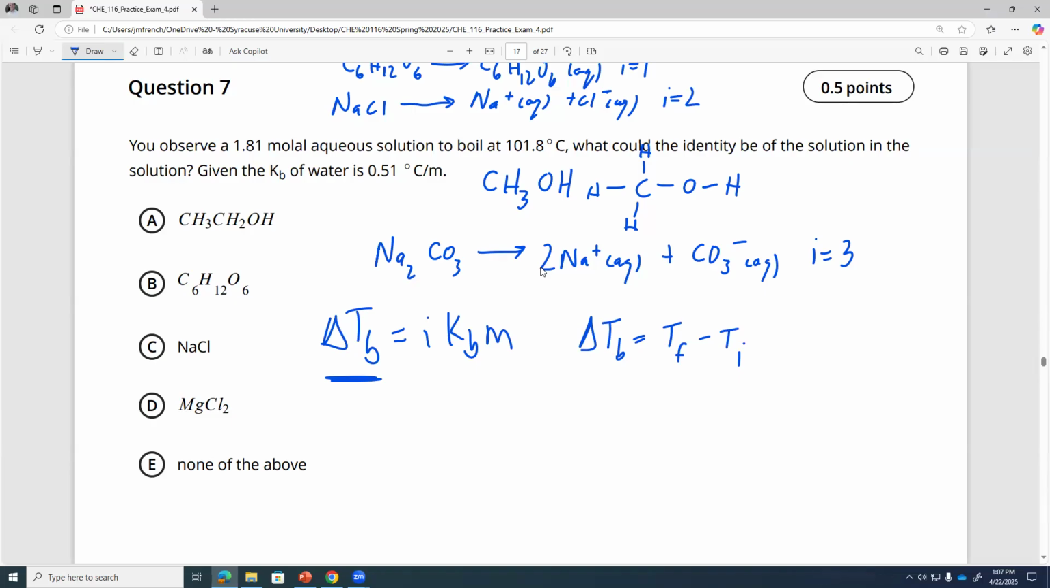So we find this, we know our initial, so to rearrange this equation, we would just add this across. And our rearranged equation would be my final boiling point equals my change in boiling point plus my initial boiling point.